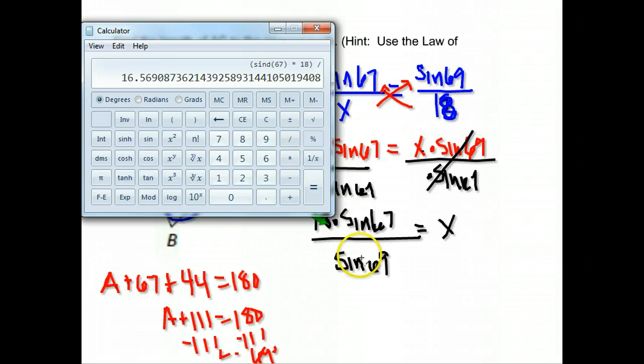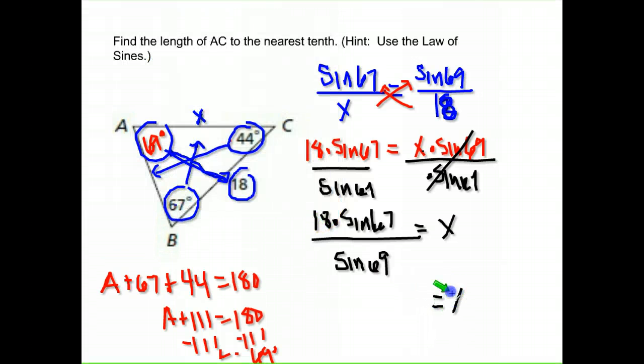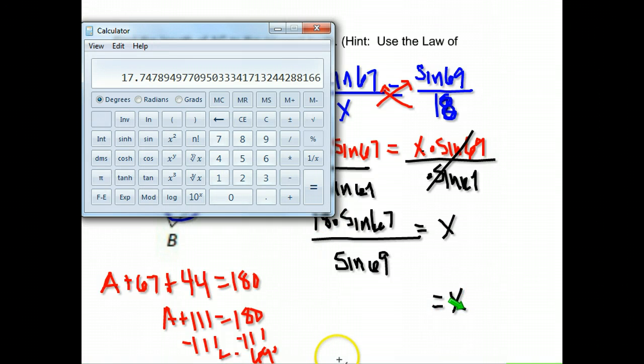Divide that by the sine of 69. So I put divide 69 sine. And your calculator may be different if it's handheld, but that's how it works for mine. Make sure you push equals. And I get x equals 17.7.